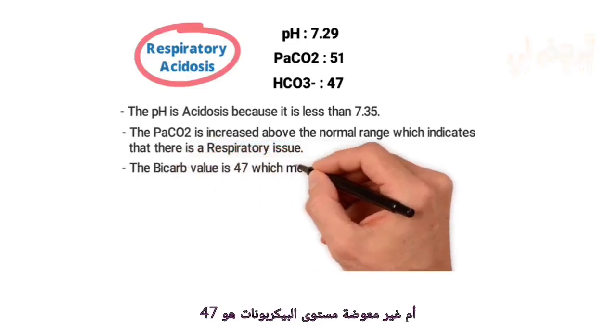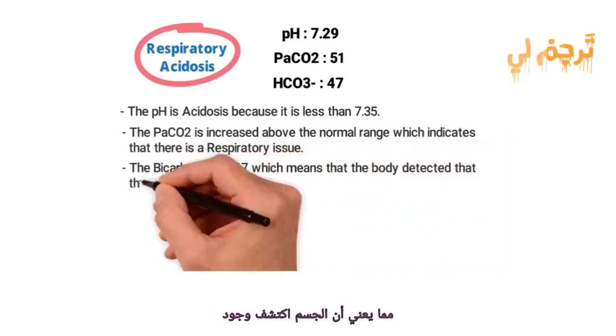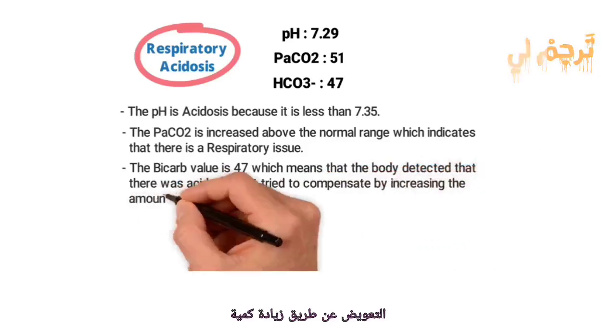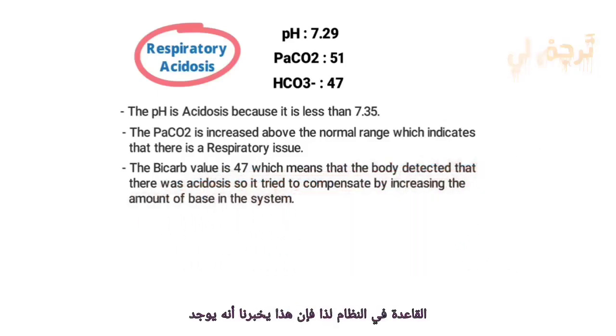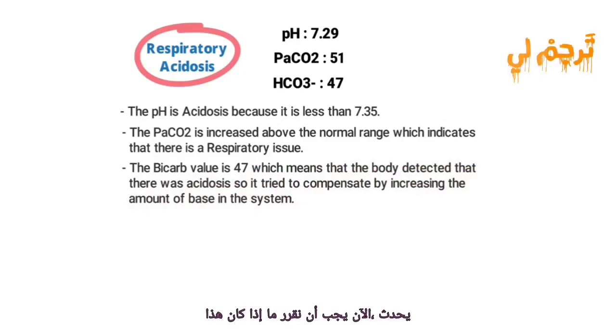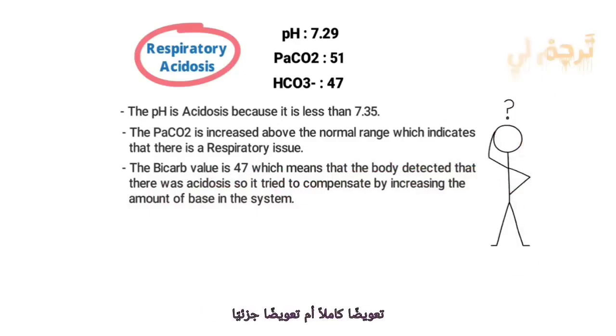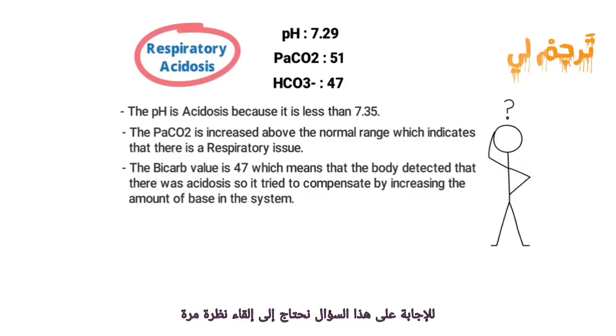The bicarb level is 47, which means that the body detected that there was acidosis, so it tried to compensate by increasing the amount of base in the system. So this tells us that there is definitely a compensation going on. Now we must decide if this is full compensation or a partial compensation. To answer this question, we need to look back at the pH.